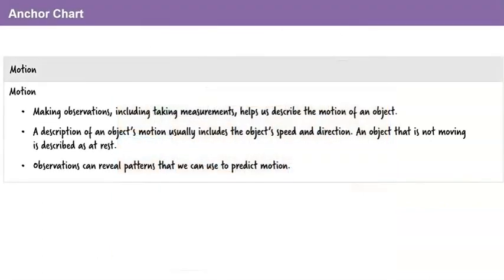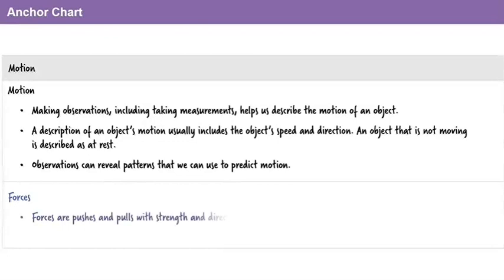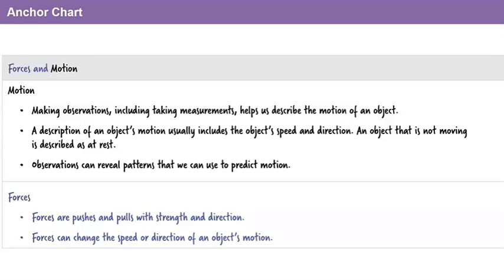But before we start, let's look at our anchor chart and think about what we've already learned about forces in motion. Hey, wait! We don't have a section about forces on our chart yet. Let's add one. What new information can we add about forces? Let's add forces are pushes and pulls with strength and direction. Also, forces can change the speed or direction of an object's motion. Let's also update the title at the top so that it now says Forces in Motion. Your first task for today will be to update the anchor chart.